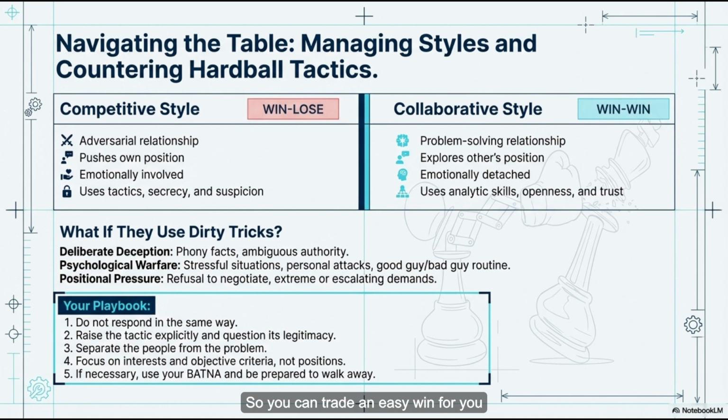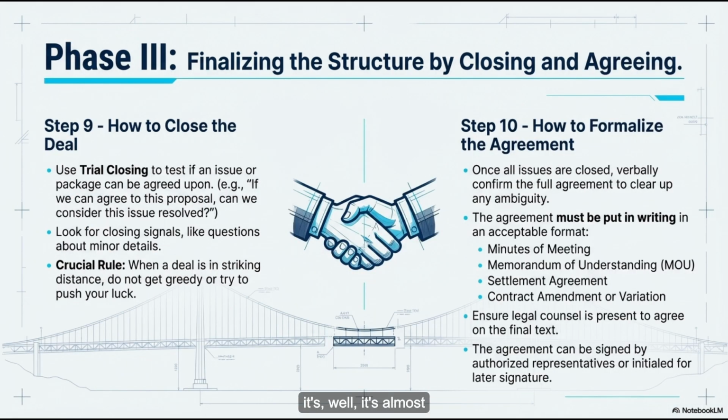So you can trade an easy win for you against a hard one for them. On a much bigger scale. It makes the quid pro quo more powerful. Step 8 is trading. And this is where we see those different styles, right? Competitive versus collaborative. Exactly. The competitive style is win-lose. It's adversarial, it's emotional, it's secretive. The collaborative or win-win style is all about problem solving and trust. For any long-term business relationship, it's almost always the better choice.